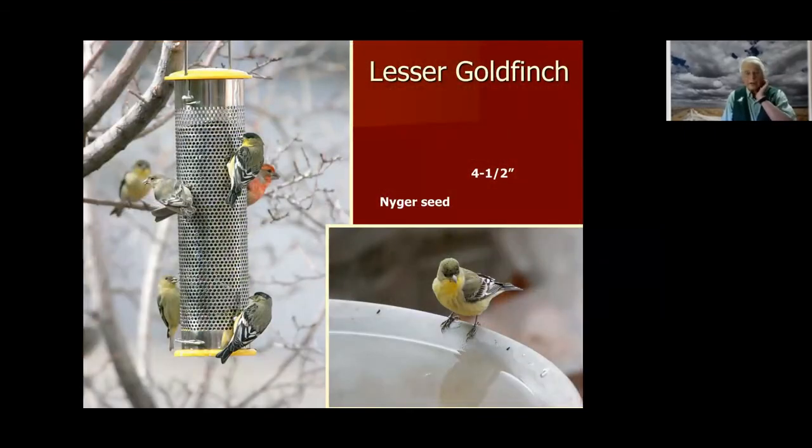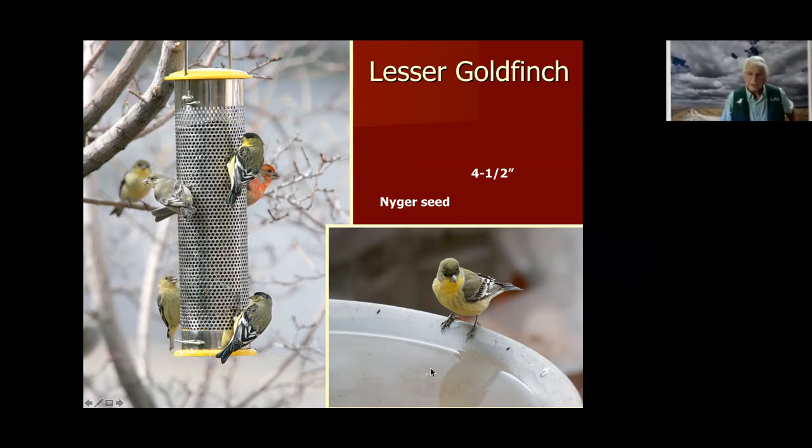Moving on, another common resident is the lesser goldfinch. Notice, very small, 4.5 inches. That's in the tiny category, even smaller than most sparrows. So if you've got a finch feeder out there, or one of those finch socks, you're putting what is called Niger seed in it. Some people mistakenly call it thistle seed. I know I used to for years until I was corrected. It's Niger seed, which actually comes from Africa.